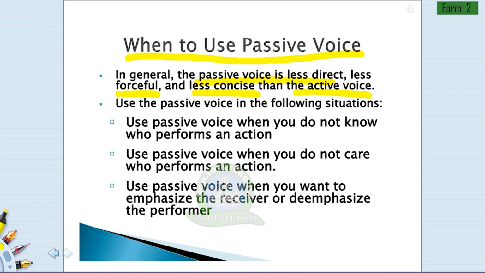According to active voice. Use passive voice in the following situations. Here we have about three situations in which you can use passive voice. First, use passive voice when you do not know who performs an action.